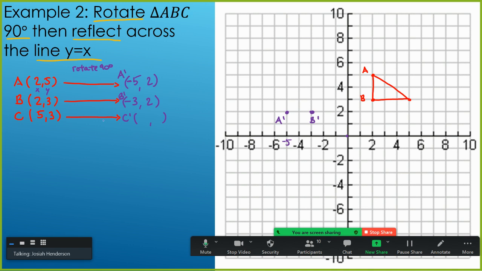And then for C, flip them and negate the first space, following that rotate 90 rule. So we have negative 3, up 5. So negative 3, up 5, and here's our 90 degree rotation.